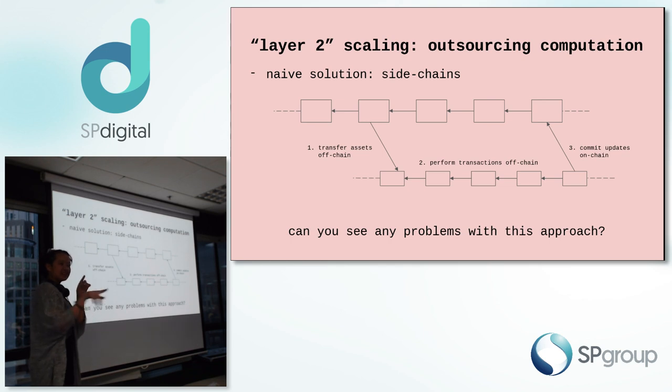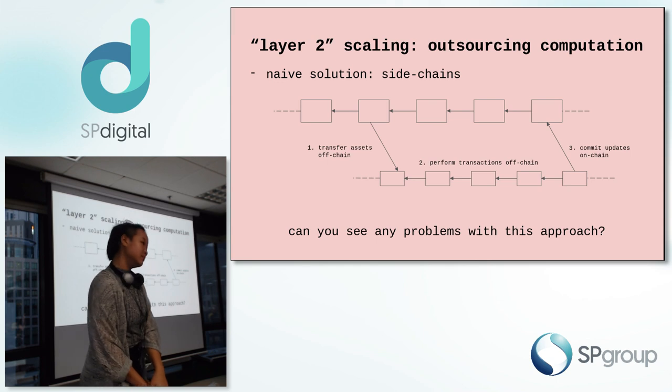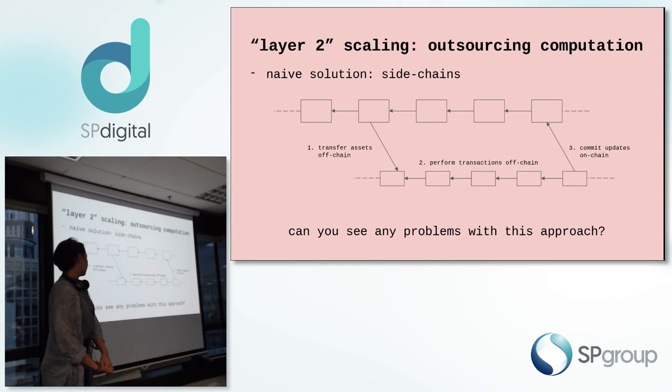Do I see a hand? Yes. Disrupts the whole chain. And also, you can't really detect.